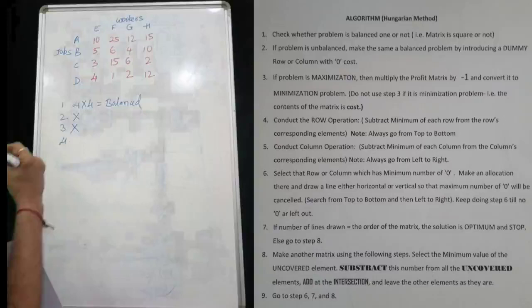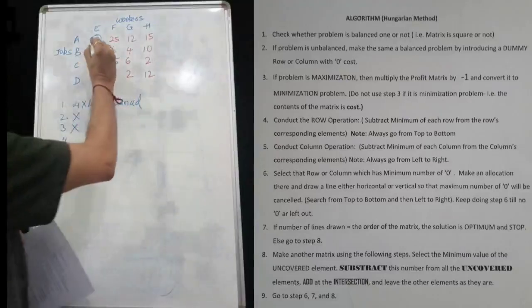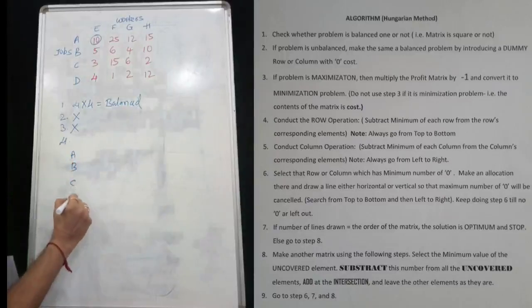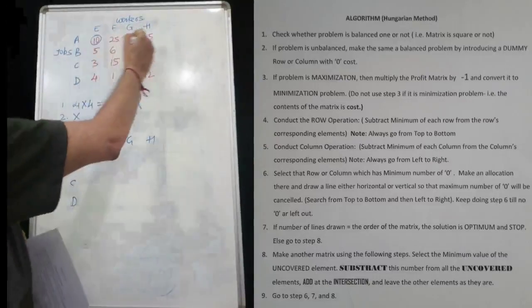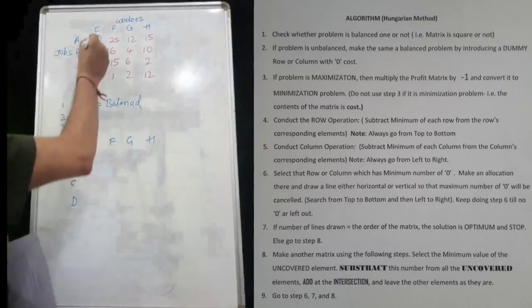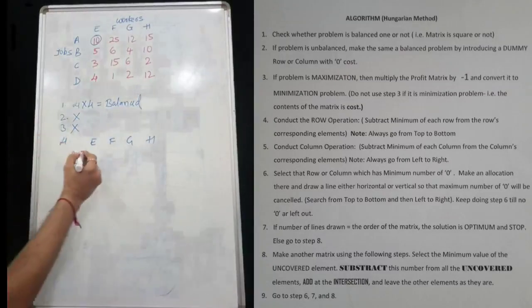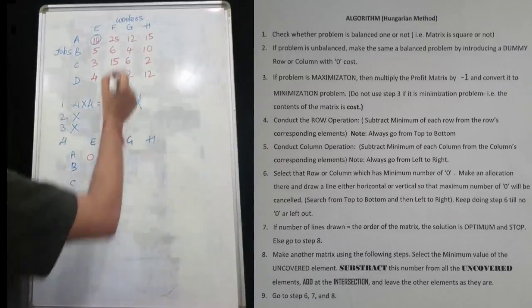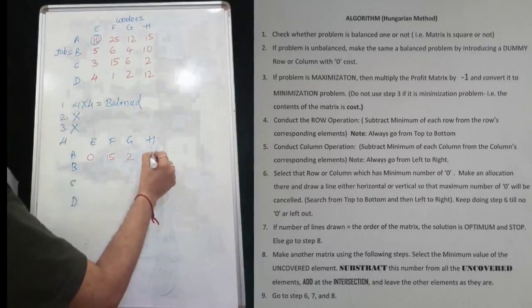What is the minimum of the first row? The minimum of the first row is 10, right? So I will subtract this from the corresponding elements of this row. So what will I get? I get here A, B, C and D. I have E, F, G and H. So I'll subtract 10 from this row. So 10 minus 10 is 0 here. Let me take the red pen so that it becomes easier for you to understand. It becomes 0, the new matrix. So from 25 I minus 10, it becomes 15. From 12 I minus 10, it becomes 2. From 15 I minus 10, it becomes 5.